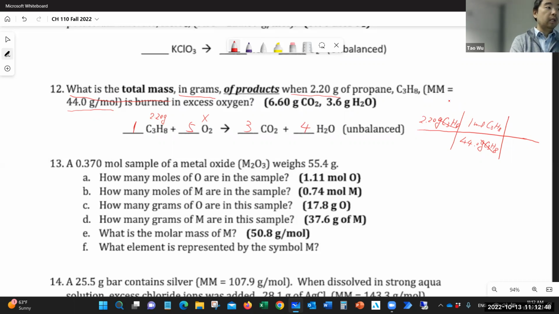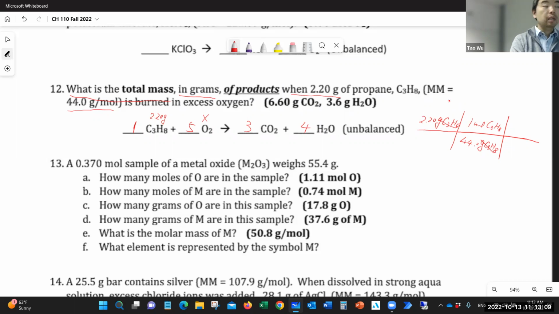So now let's first figure out how many moles of CO2 we can generate. Since you have moles of propane, we need to convert the moles of propane to moles of CO2. 1 mole of propane generates 3 moles of CO2. That means 2 moles of propane generate 6 moles of CO2.